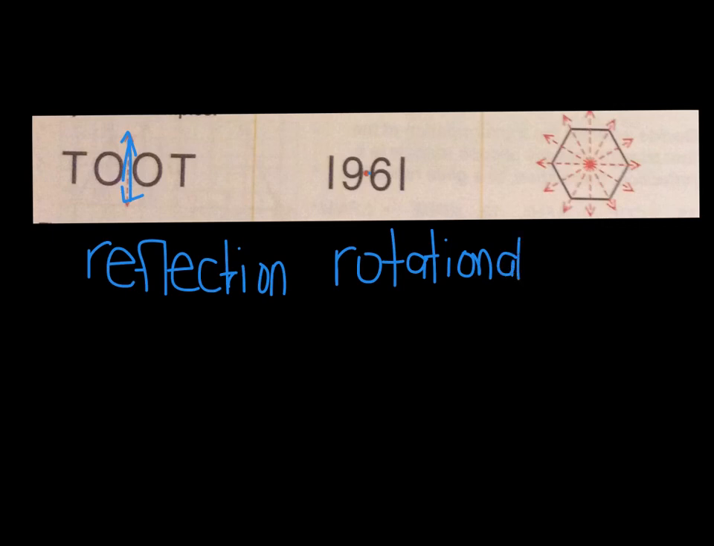And this last one, it's got all those points of symmetry. So that one is rotational, reflection, and point. So I'll just do R and R for rotational and reflection. And it also has point symmetry. So that was an example of all 3.